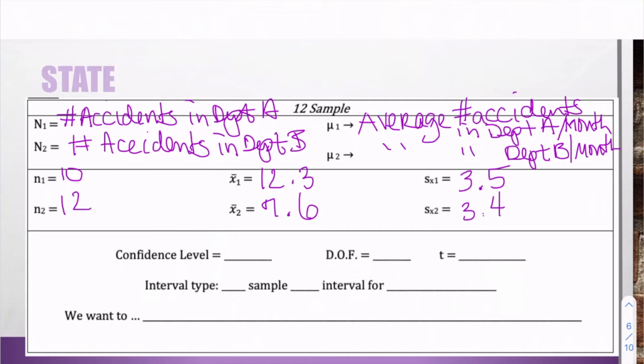So given to us in the problem, our confidence level is 90%. And the degrees of freedom, according to the more conservative option, I take the smaller sample size, which is 10, and subtract 1. So my degrees of freedom is going to be 9. This is a 2-sample t interval for the difference of means.